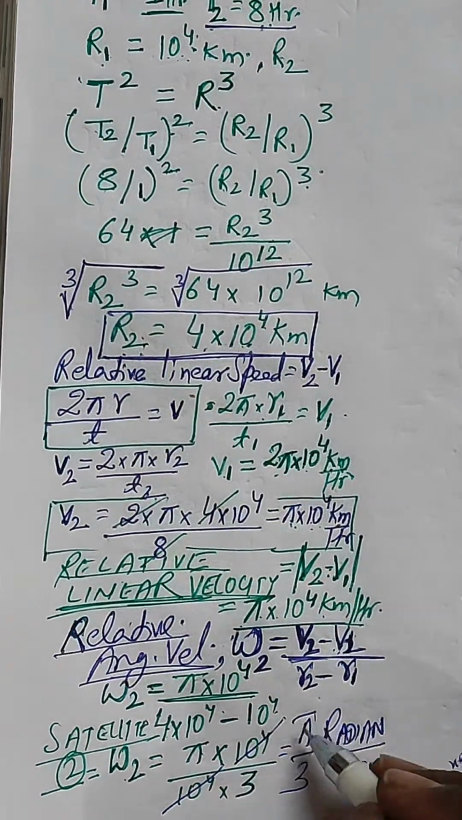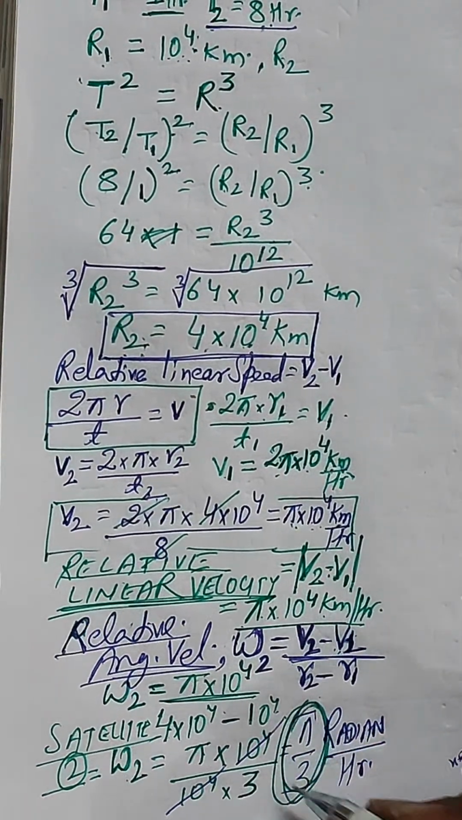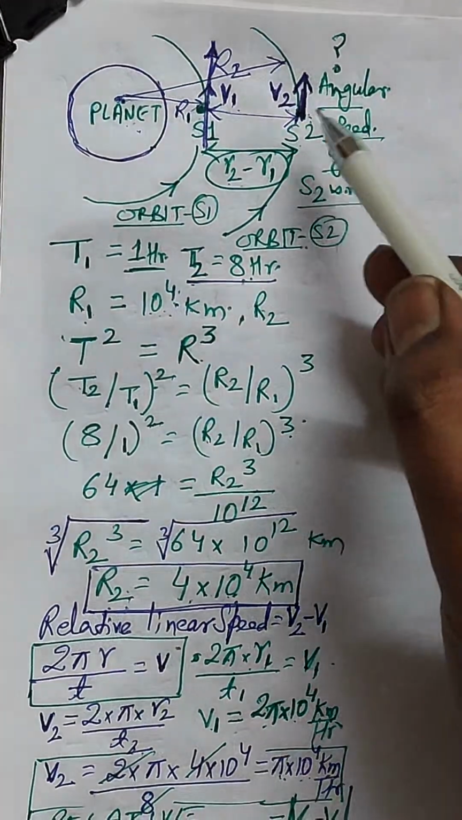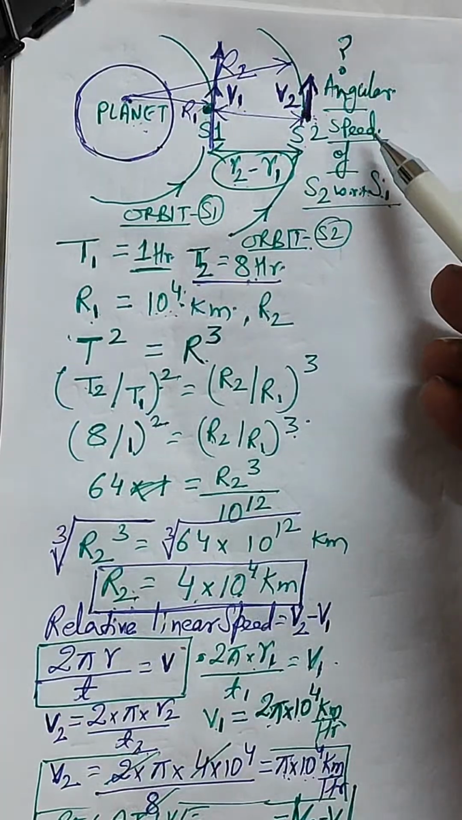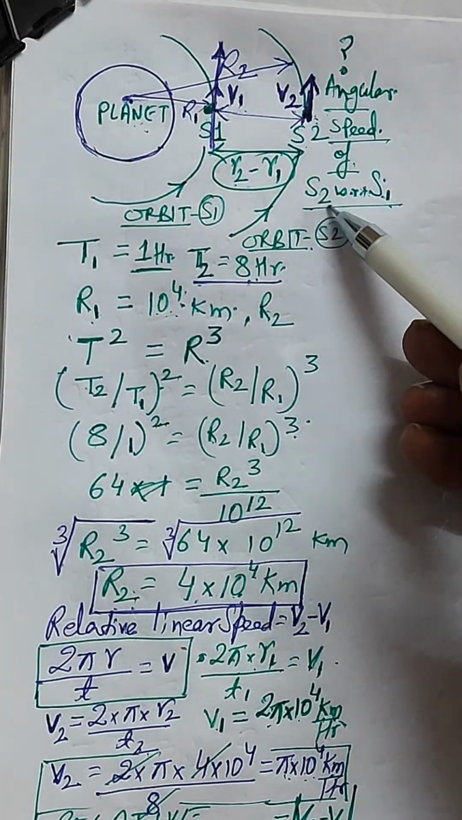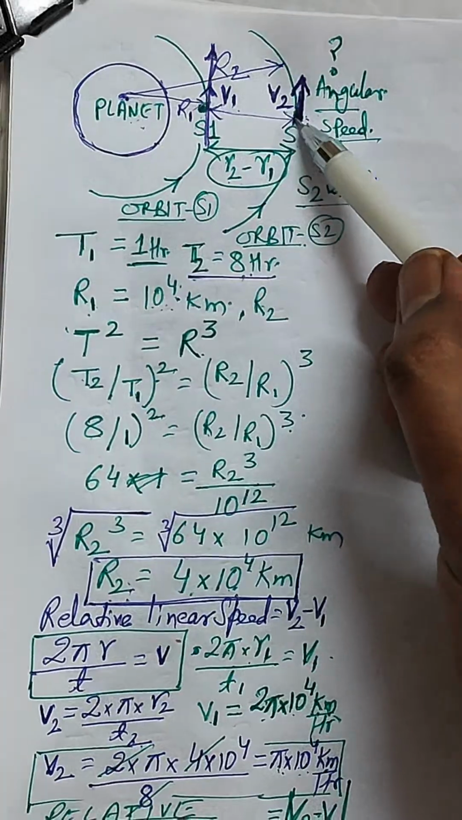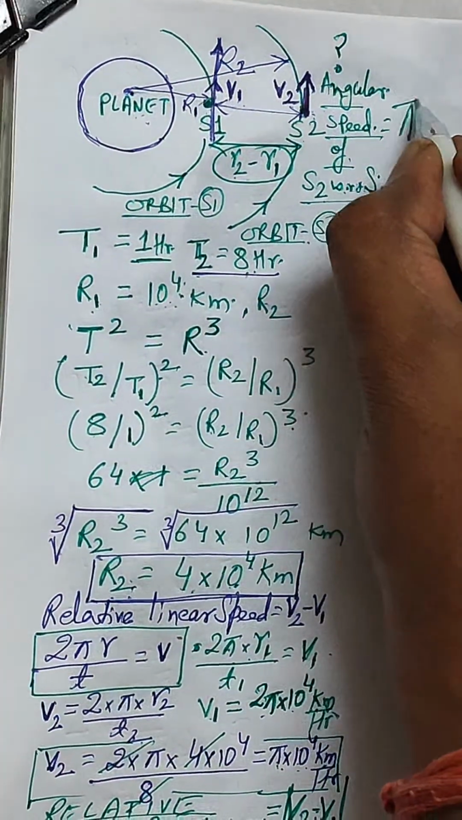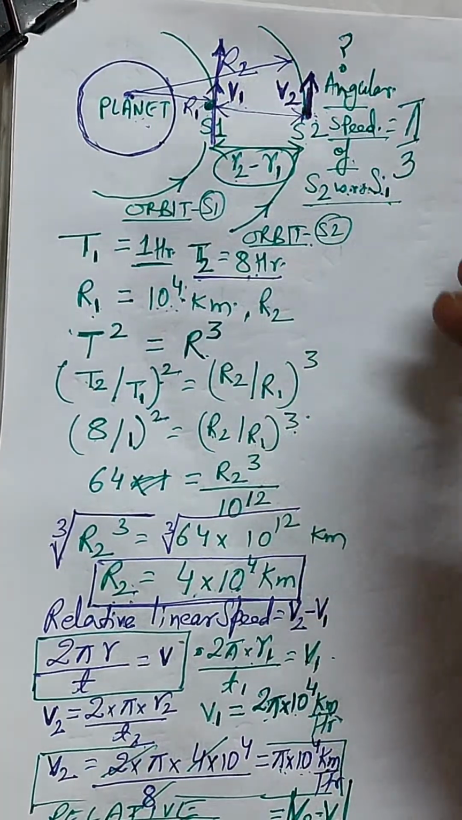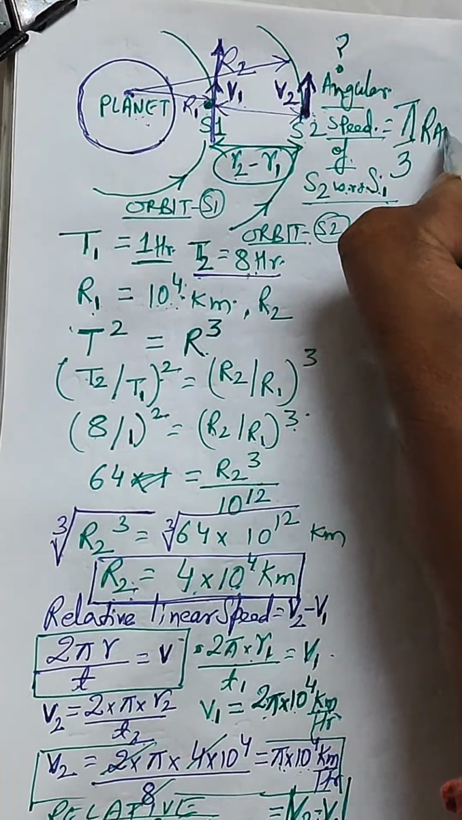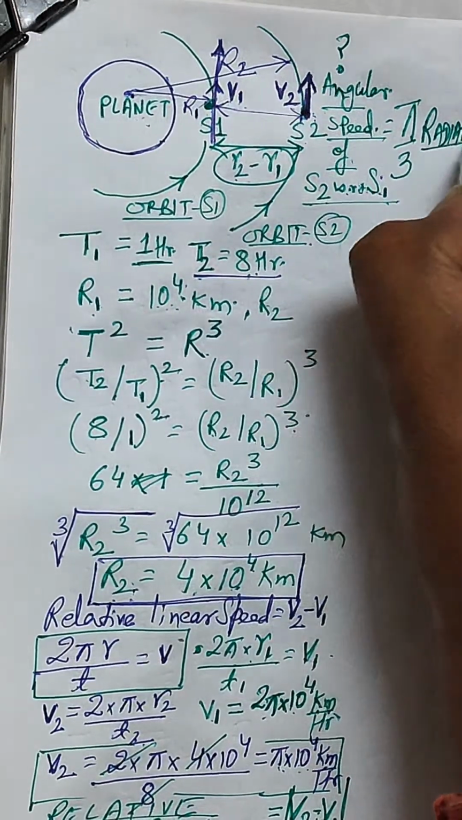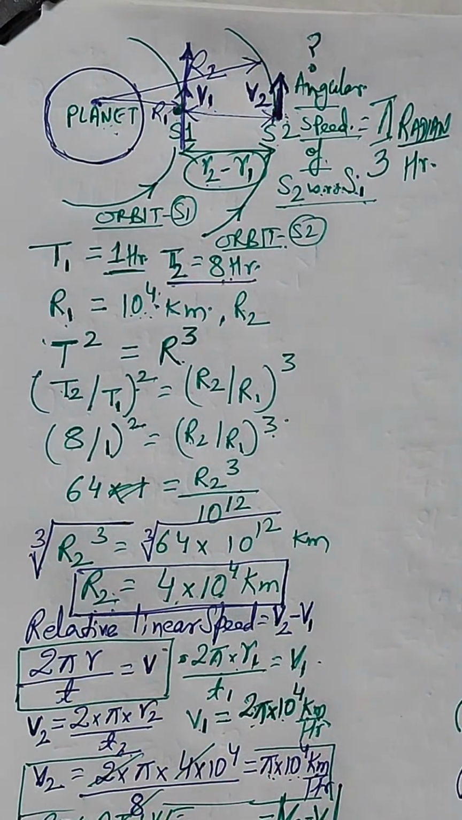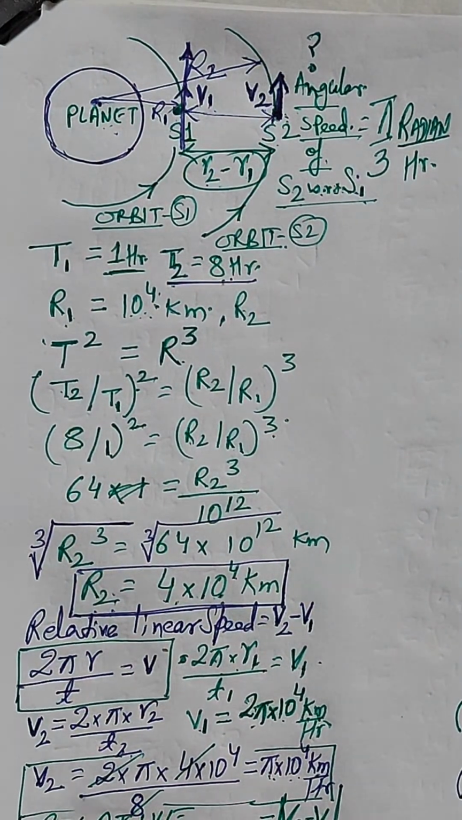So pi by 3 radian per hour is the relative angular velocity of satellite 2 with respect to satellite 1. And the answer is pi by 3 radian per hour, right? And in this way we have solved this question, students.